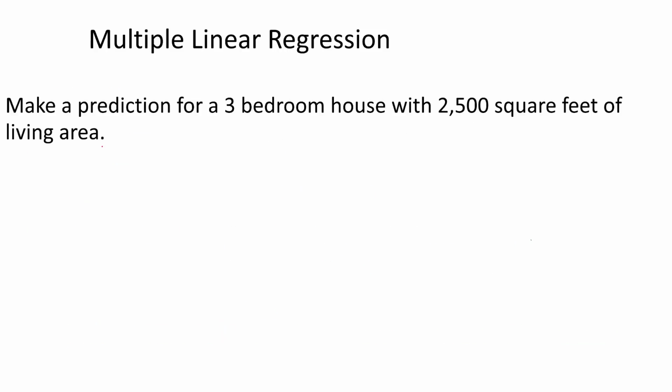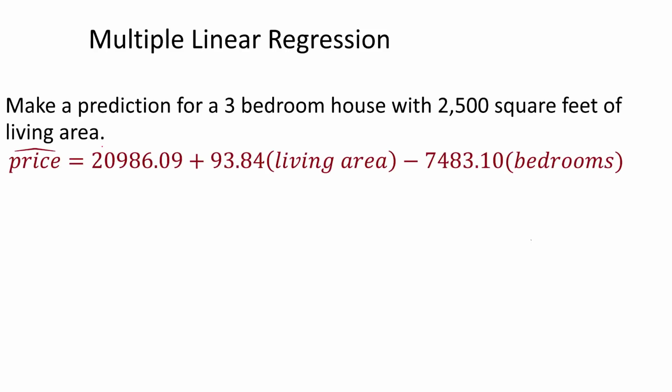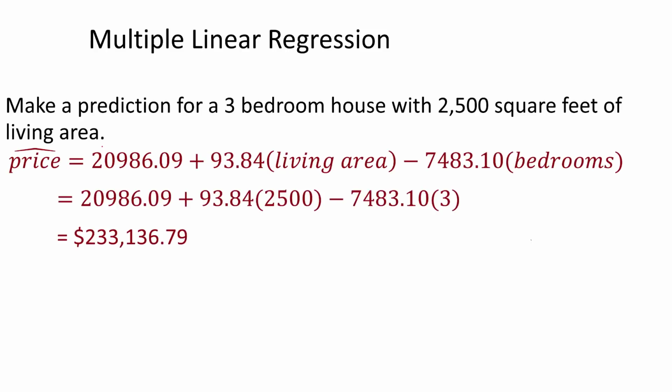And we can use this equation to make predictions. We can predict the price for a 3-bedroom house with 2,500 square feet. So we start with our regression equation that we just wrote, and we plug in 2,500 for living area and 3 for bedrooms. And we get $233,136.79. So the estimated selling price for a home that's 2,500 square feet and has 3 bedrooms is $233,136.79. So the same way that we made predictions before.